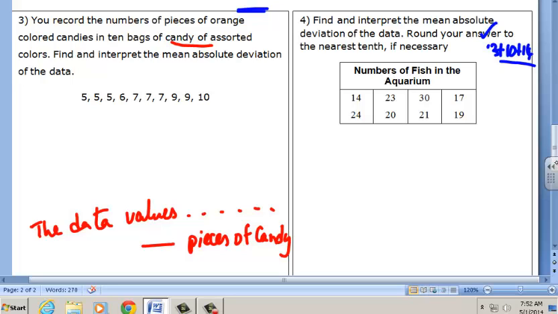Similarly here, in this case it's the number of fish in the aquarium, so in the end you're going to say the data values differ from the mean by an average of so and so number of fish. Okay, now if you need, look in your book to figure out how to word it exactly. Finish the 3 problems, 3, 4 and 5, and I'll see you next class.